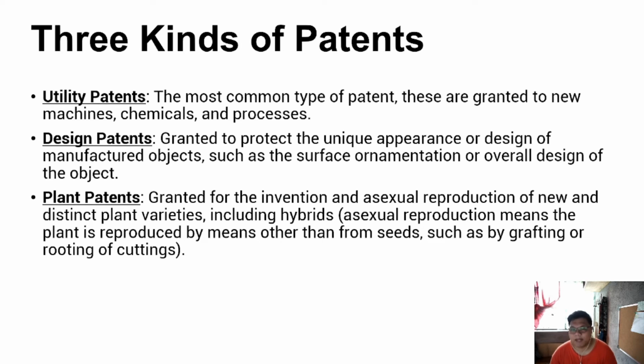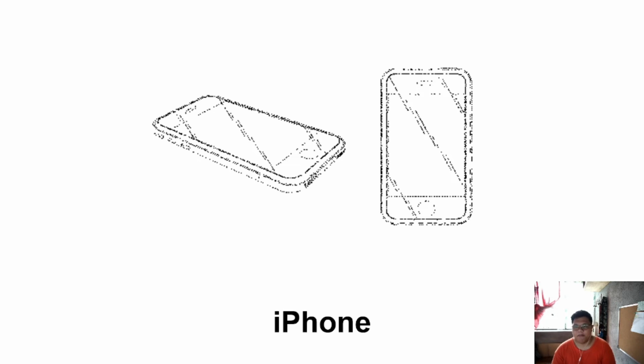And then the last one is the plant patent, granted for the invention and asexual reproduction of new and distinct plant varieties, including hybrids. Asexual reproduction means the plant is reproduced by means other than from seeds, such as by grafting or rooting of cuttings. So basically, it's for the plants. Okay, so these are the three kinds of patent: utility for machines, chemicals, and processes; design for designs; and then plant for plants. Let's give an example.